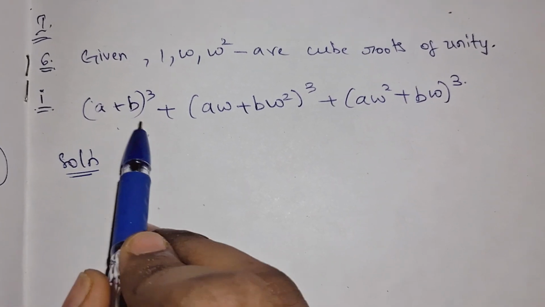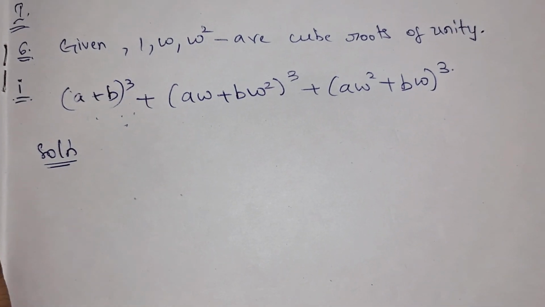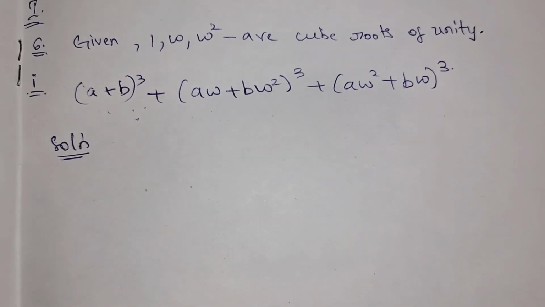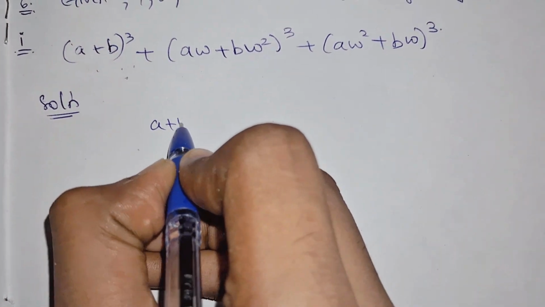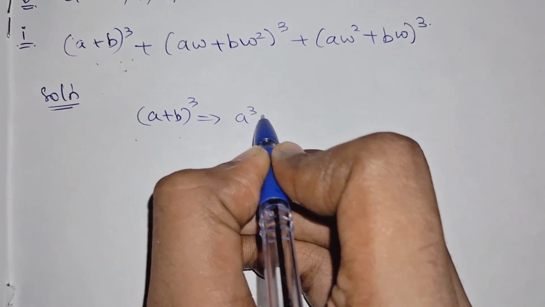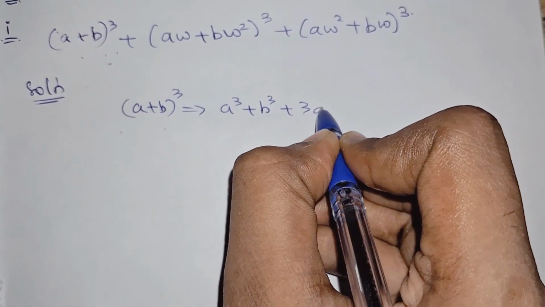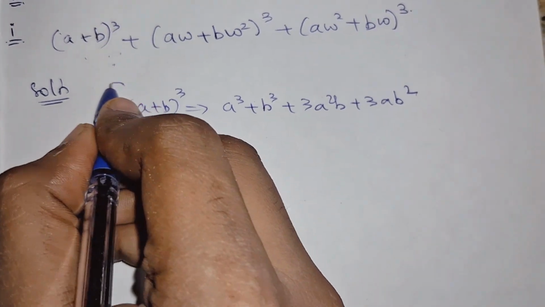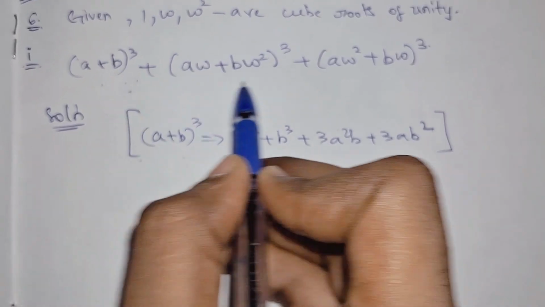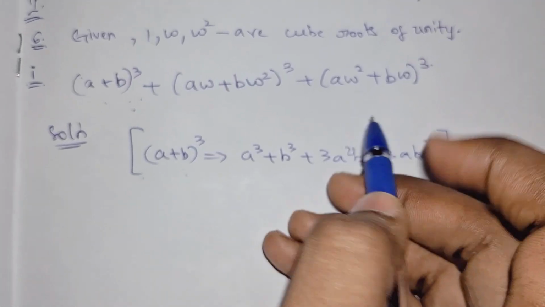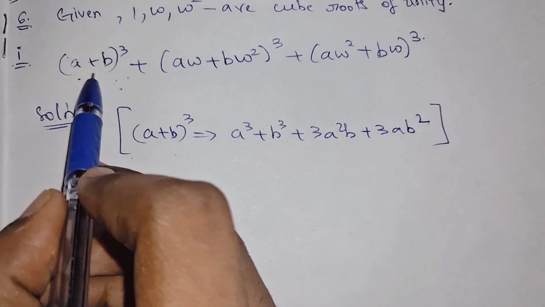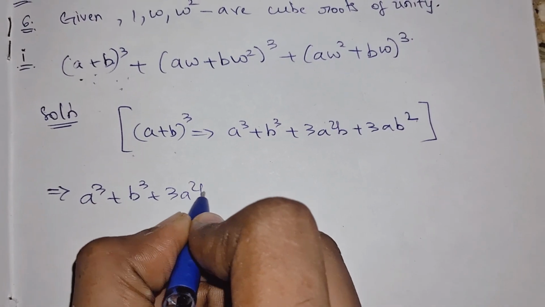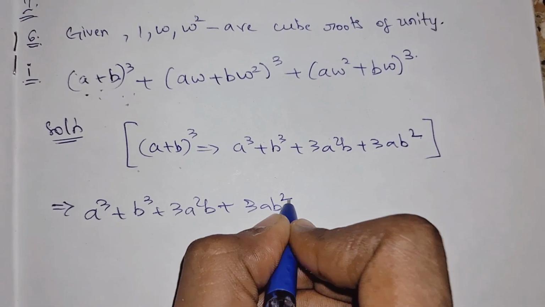First question: (a plus b) whole cube plus (a omega plus b omega square) whole cube plus (a omega square plus b omega) whole cube. We know that (a plus b) whole cube is nothing but a cube plus b cube plus 3a square b plus 3ab square. So by using this formula, we will expand the given terms and solve this problem. (a plus b) whole cube is a cube plus b cube plus 3a square b plus 3ab square.